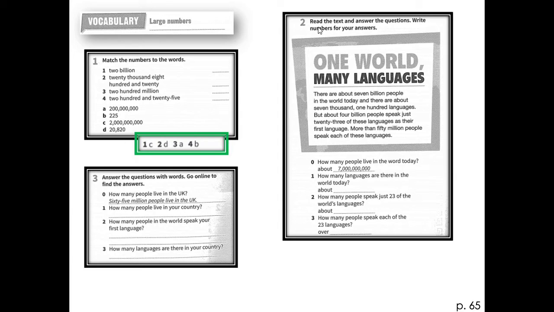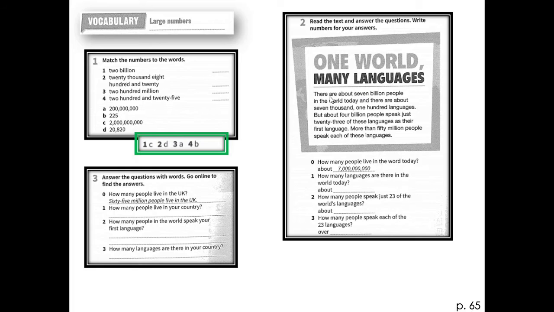Next one, we do this one first. One world, many languages. Read the text and answer the questions. Write numbers for your answer. In the text here, because it's a formal text, an article, a factual one, we tend to write the figures in word form like this here, 7 billion. Unless it's a very long word, then we use a figure, a number instead.